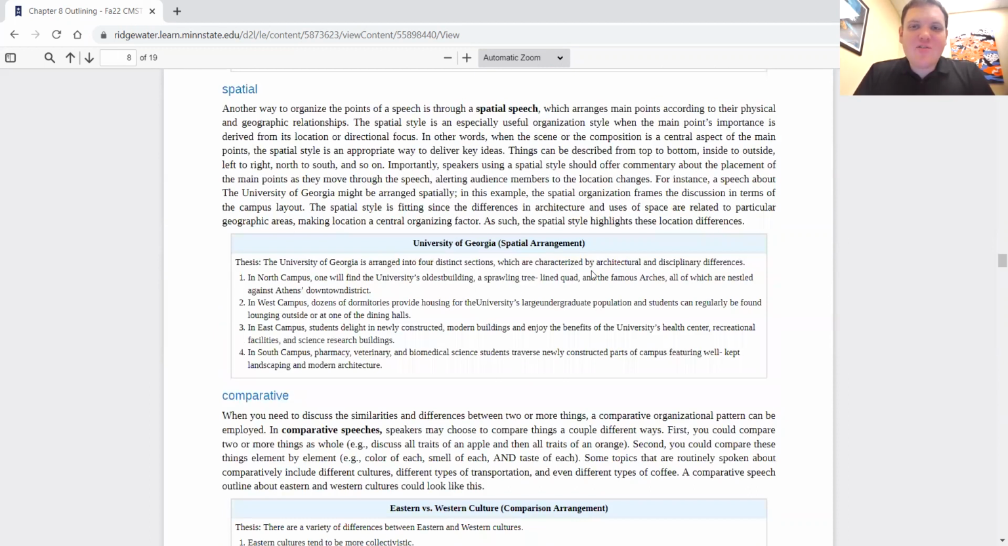Another way is spatial arrangement, according to their physical or geographic relationships. So if there's locations involved, if there's a directional focus, different parts of a museum could be part of it. First, you're going to go in here, and then you're going to go here. Top to bottom, inside out, left to right, north to south. Those are different things you may want to think about. So again, how is this arranged spatially? So again, you may have a picture on the screen to show, again, those visual aids are good.